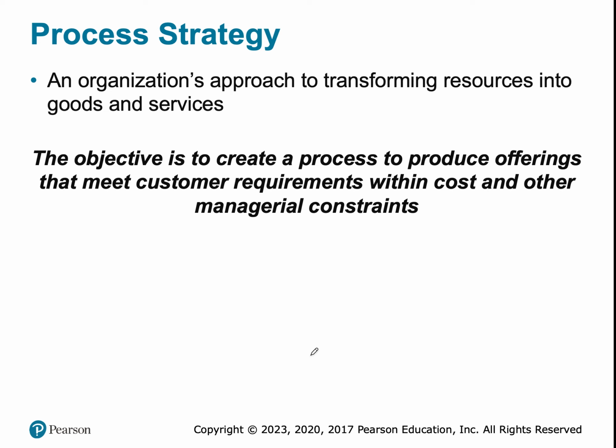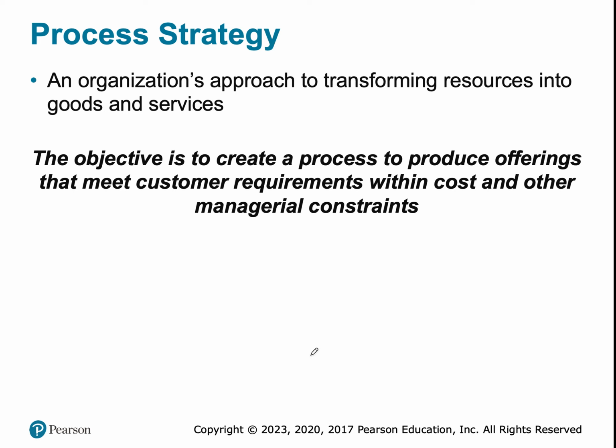Now, the objective is to what? To create a process to produce offerings that meet the customer's requirement within cost. Remember that within cost, you must put into consideration the cost effectiveness. So you are going to satisfy the customer within cost range. Even if you make a product to satisfy the customer without considering the cost, if it's outrageous, then you are out of place because the customer will look for alternatives, right? So you have to look at this within cost and other managerial constraints. There are other managerial constraints that you have to put into consideration as well when you consider the process strategy.